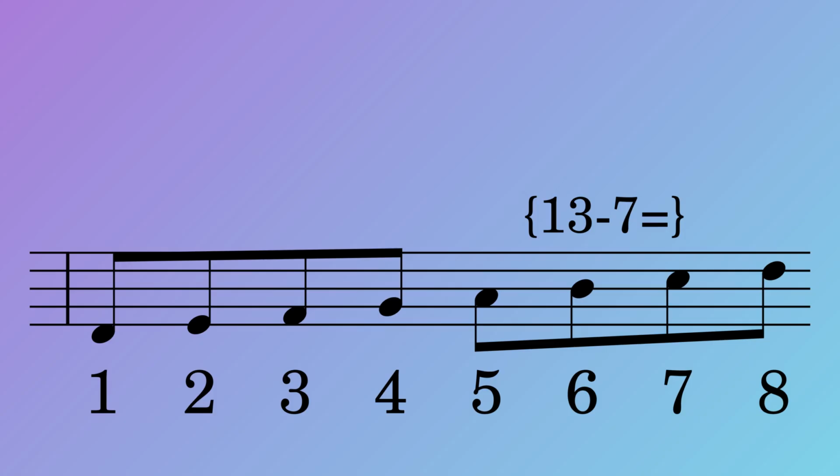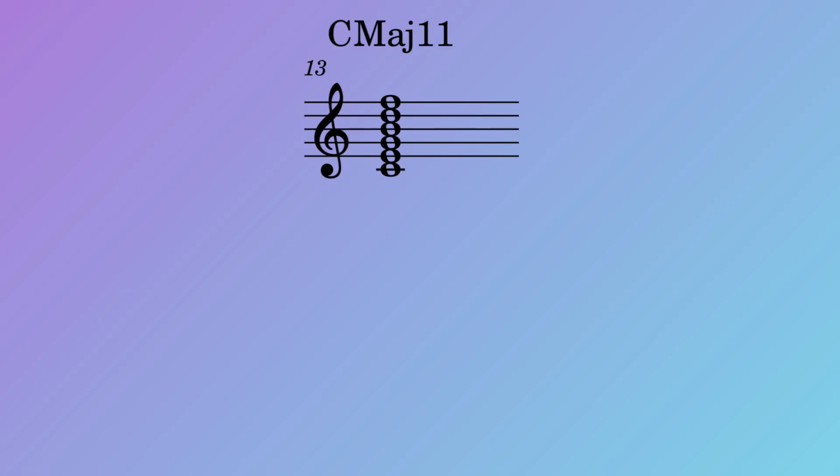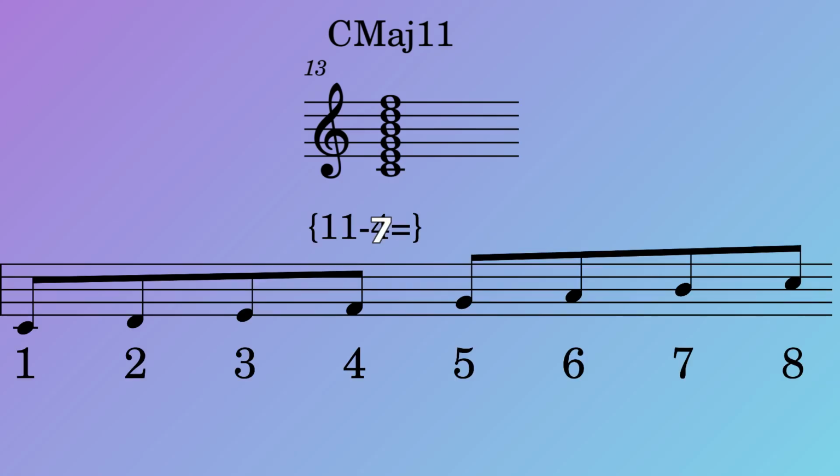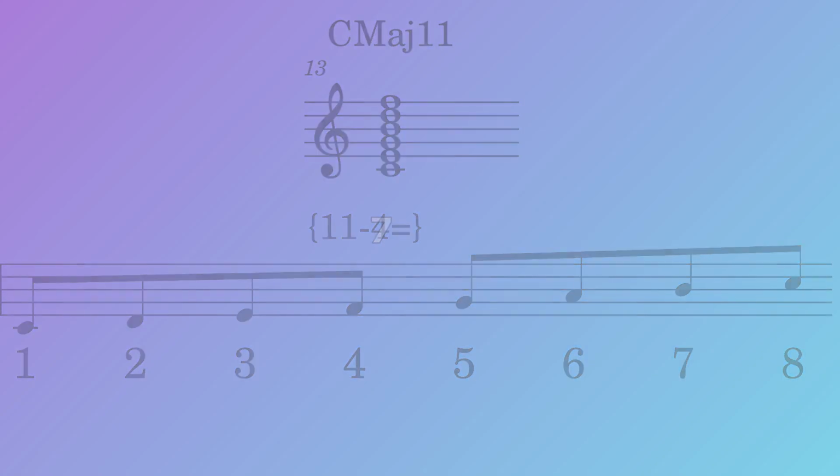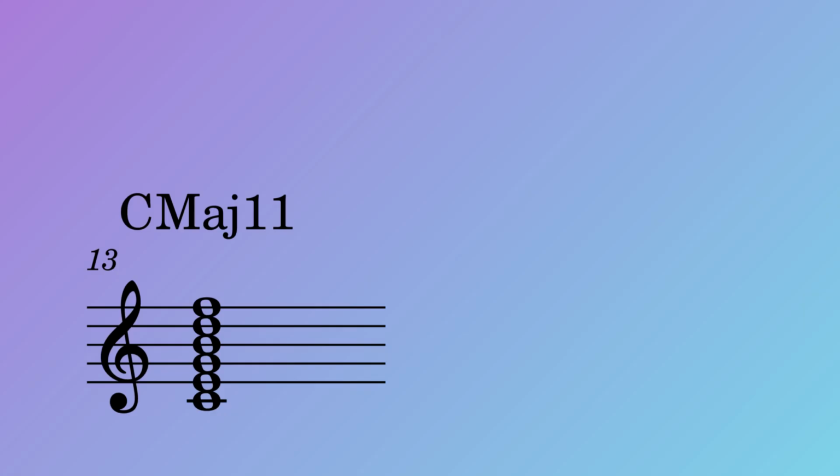Let's try another. Say we want to build the C11 chord from this video's opening. 11 minus 7 is 4, and the 4th note of C major is F. This alone is good practice, but let's push one step further. I mentioned a C major 7 sharp 11 chord. What makes the 11 sharp? Simply put, whatever the normal 11 would be, we raise it a half step.